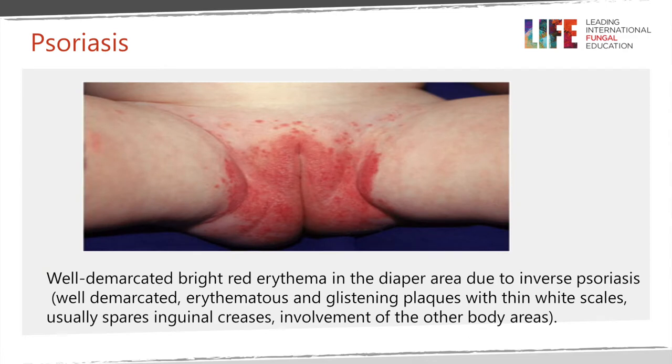Then psoriasis, which you've already talked about. So you could get either the well-demarcated bright erythema lesions, or more commonly what you get is well-demarcated silvery, glistening, shining plaques with white scales. And that spares the inguinal creases. If you remember, we said that candida diaper dermatitis will involve that. And this will also involve other body areas. So if you're thinking psoriasis, you need to be examining your nails, and you need to look at other body parts that would have similar lesions.